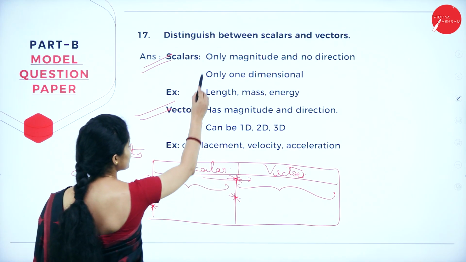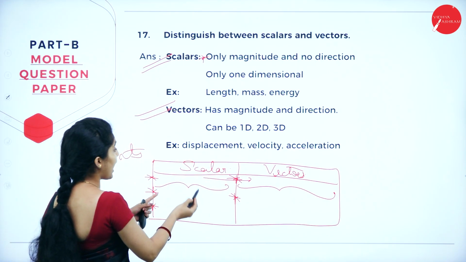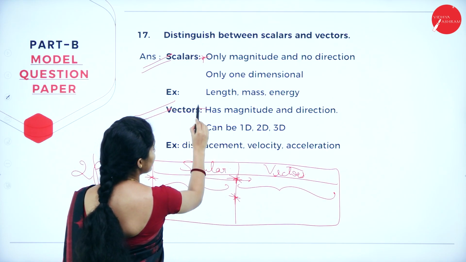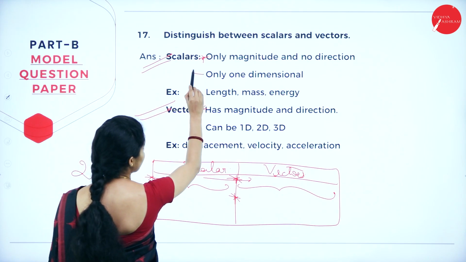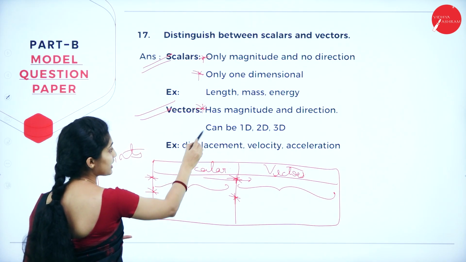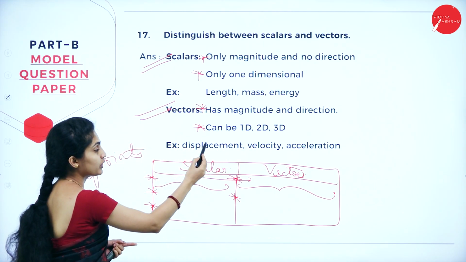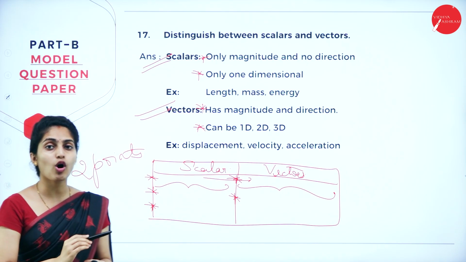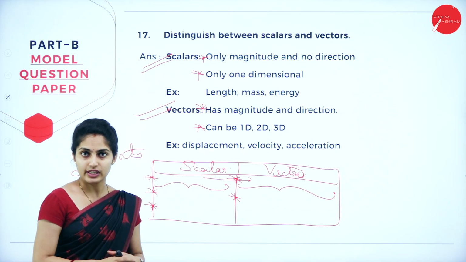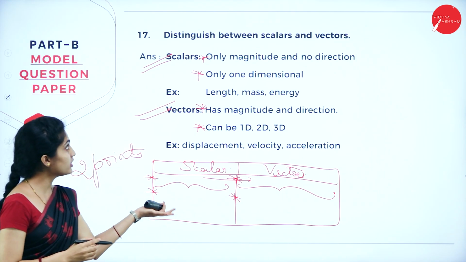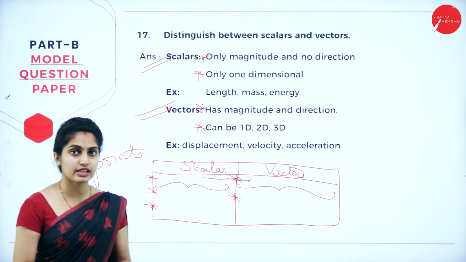The first point comes here, this will be the first point: vectors have magnitude and direction. The second point: scalars have only magnitude, and this applies to 1D, 2D, 3D, that is, all 3 dimensions, okay. So that is how you write the difference. This is all about the question, that is the difference between scalars and vectors.